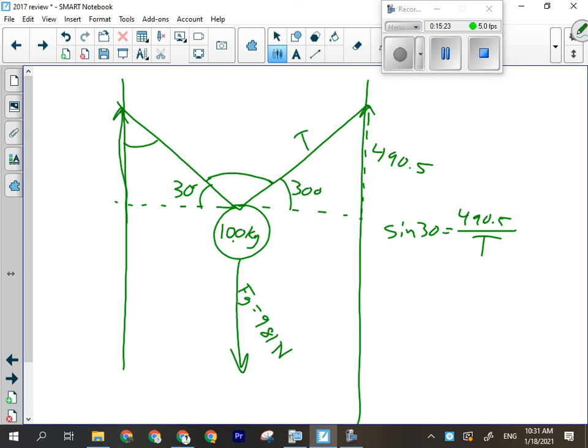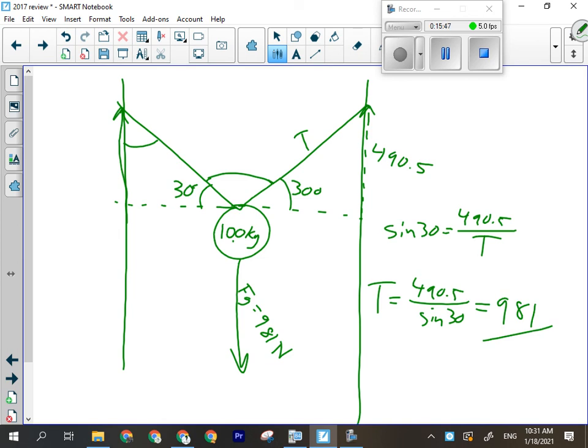Okay, so to isolate T, I'm just going to cross multiply here. So T is going to equal 490.5 divided by the sine of 30. Now this is probably what messed people up. They didn't like the answer they got when they did this. What answer did you get? 981 newtons, right? And everybody looked at that and went, oh no, it can't be, because its downward force is 981 newtons.